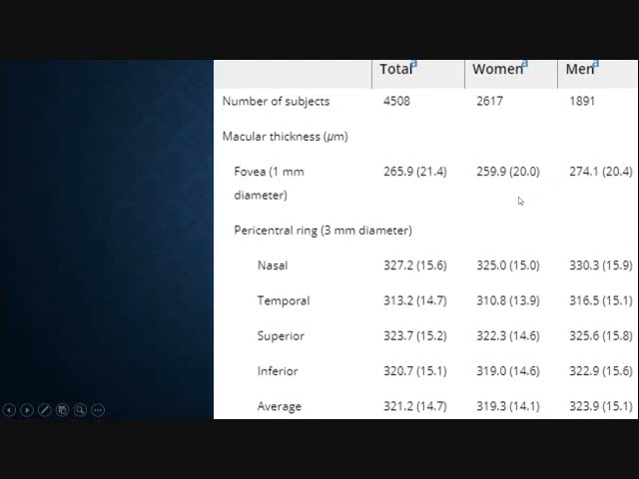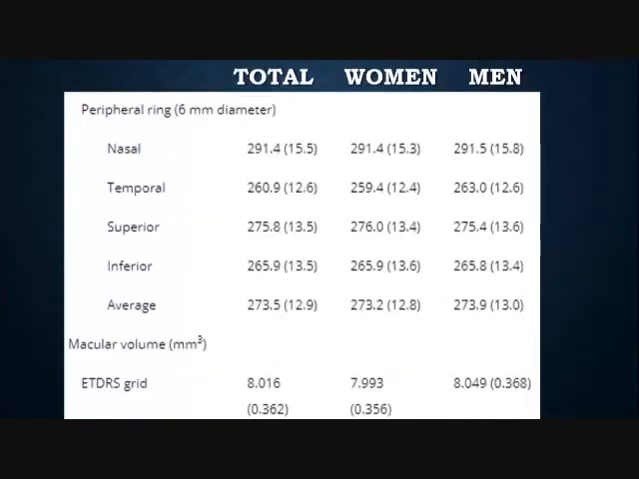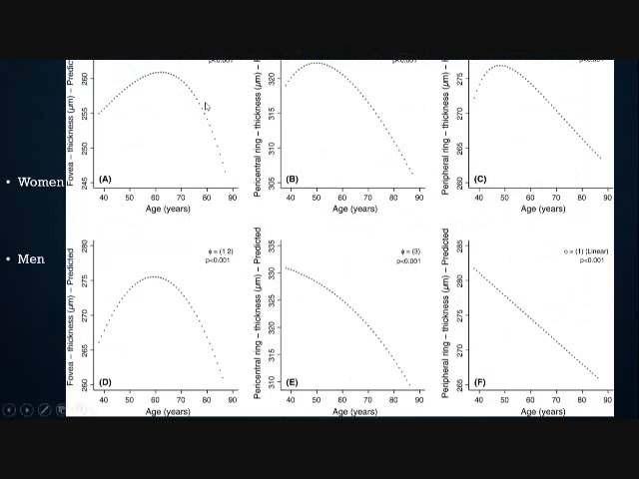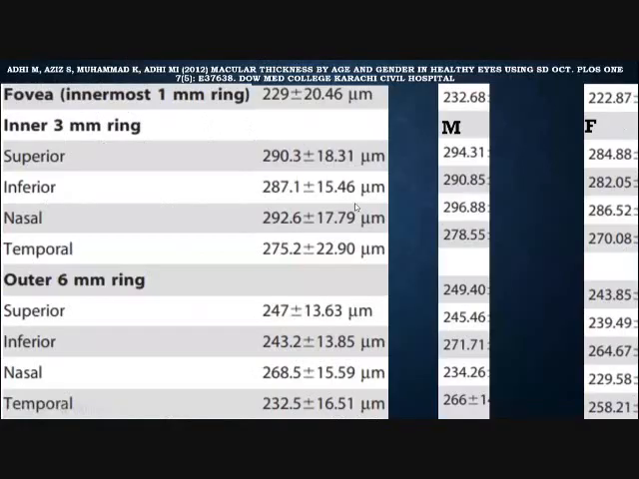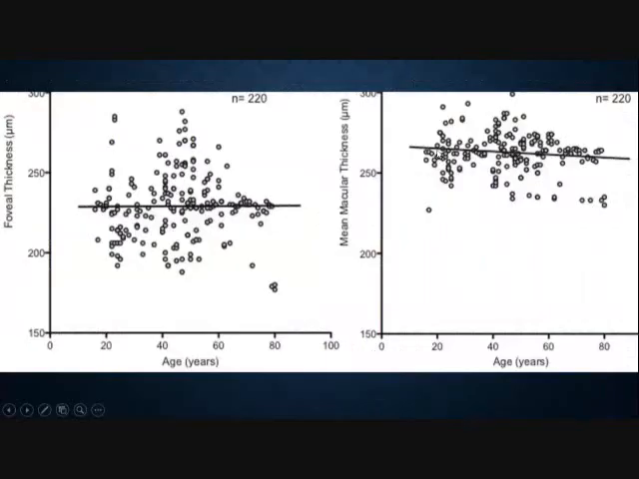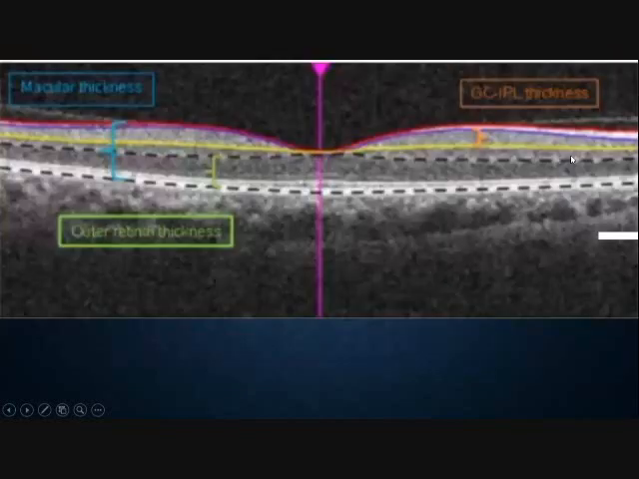So we have to enter whether the patient is male or female, and what is the age when we take the OCT and interpret it. These are the graphs showing the macular thickness decreasing with age, both in females as well as in males. This is a Pakistani study from Karachi Civil Hospital, and again shows that the male thickness is 294 while female thickness is 284. So we always consider the sex of the patient, and with age it is declining.